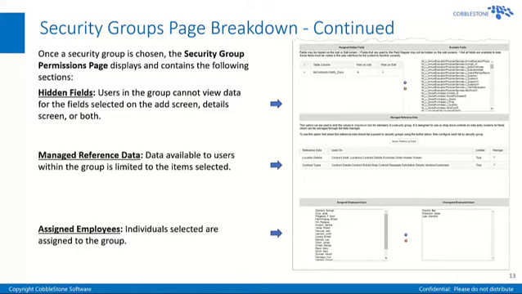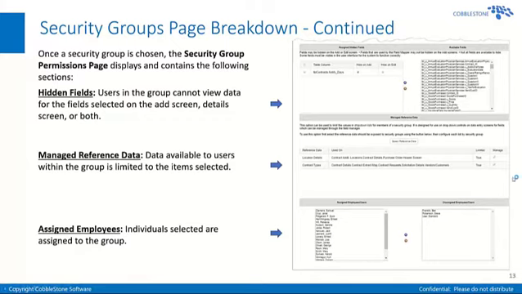So we're saying, okay, well, you know, Ben Franklin here, he's not yet a member of this group. So I could click him, he's highlighted blue, click the blue left-facing arrow, and he's moved over to the assigned employees and users. Then Ben Franklin would be a member of this security group and would get all the permissions and restrictions that have been assigned above.